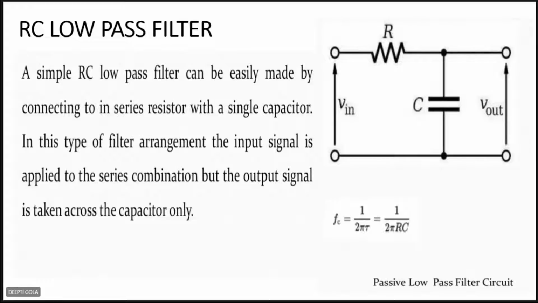The cutoff frequency. What is the cutoff frequency? The cutoff frequency is the frequency above which the low pass filter stops passing the signal. Okay, and only frequencies lower than the cutoff frequency are allowed to pass through a low pass filter. All right, and it is given by 1 upon 2 pi RC, where R and C are the resistor and capacitor values. All right, so this is all about the low pass RC filter circuit.